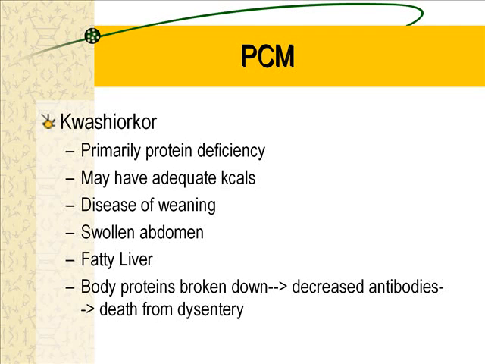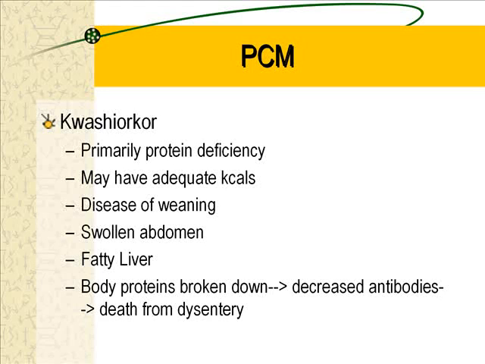We call Kwashiorkor a disease of weaning. If you think through why they might call it that, weaning is when someone is breastfeeding a small child, and the next baby is born. When that next baby is born, the child that was breastfeeding needs to be weaned from the mother so that the new baby can then breastfeed.